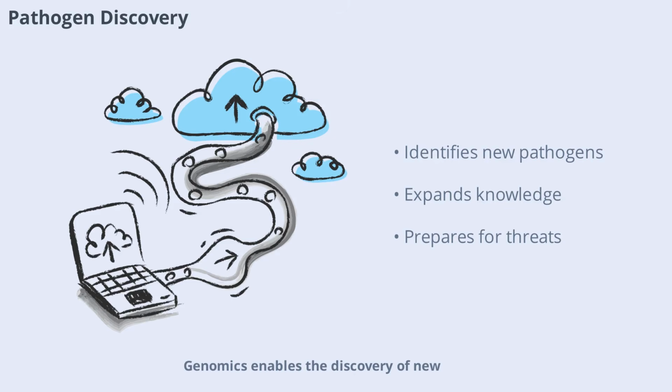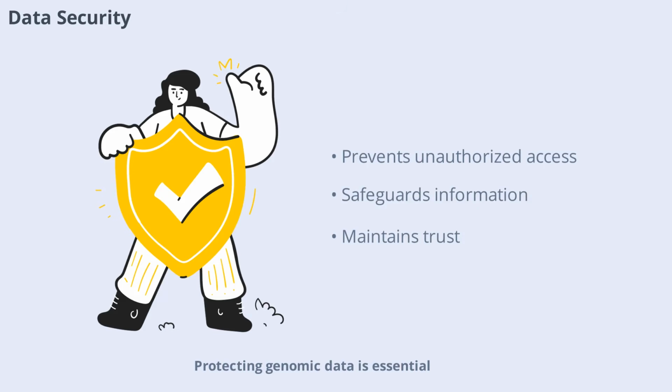Genomics enables the discovery of new pathogens that might otherwise go undetected. By sequencing unknown samples, scientists can identify novel viruses or bacteria, expanding our understanding of the microbial world and preparing us for future threats. Protecting genomic data is essential.